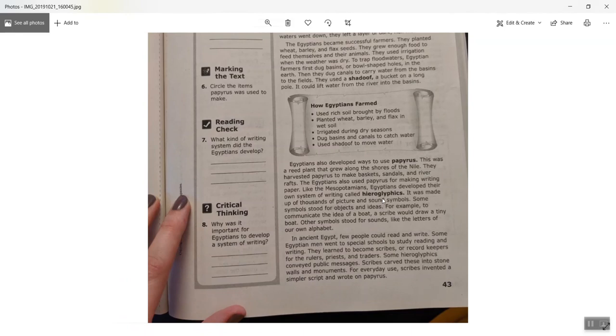Now, papyrus, what they did was they wetted it, they soaked it in water, and then they kind of pounded it out to make it thin, and then they mushed it together and then pounded it out again, and then they let it dry.